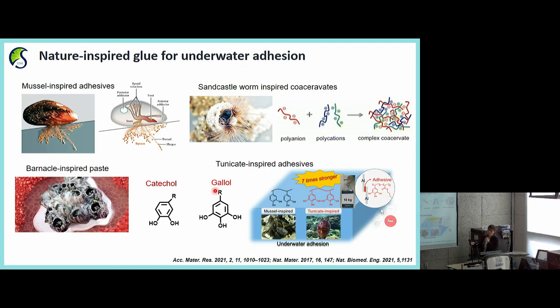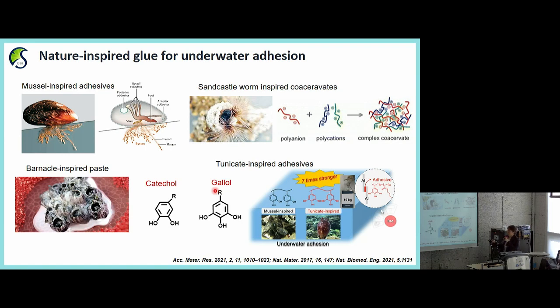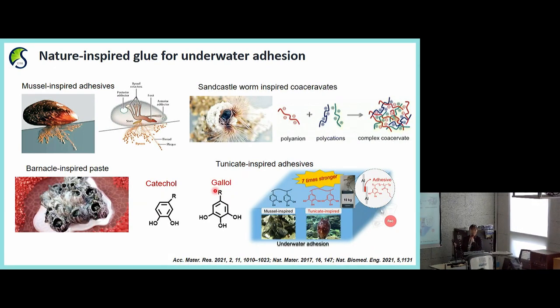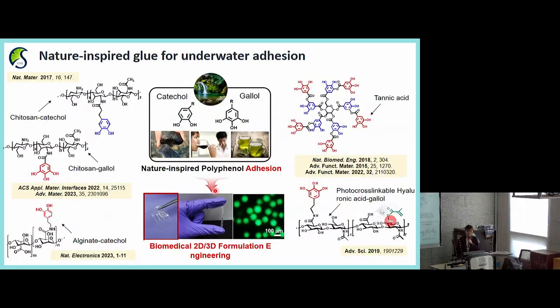These gallol moieties have been known to have higher water-resistant adhesion properties compared to catechol. So in our lab, we are using both materials for getting underwater adhesion for bioelectronics and other tissue repairing materials. Basically, we conjugate catechol or gallol, which are called polyphenols. The polyphenol can be tethered on natural polymers: chitosan, alginate, and hyaluronic acid.